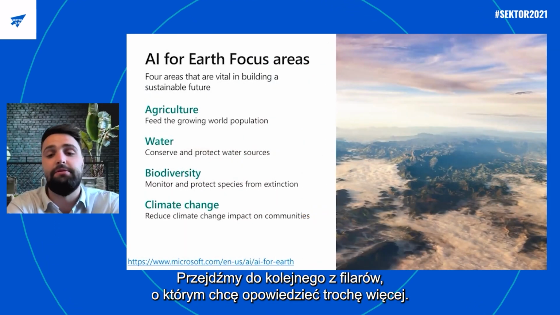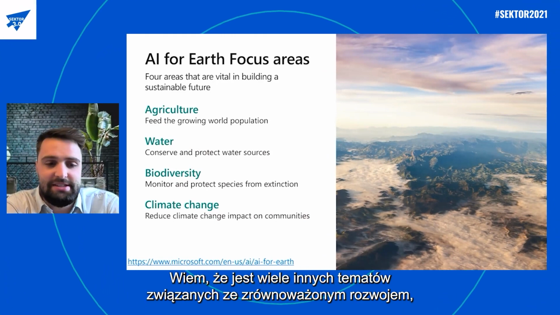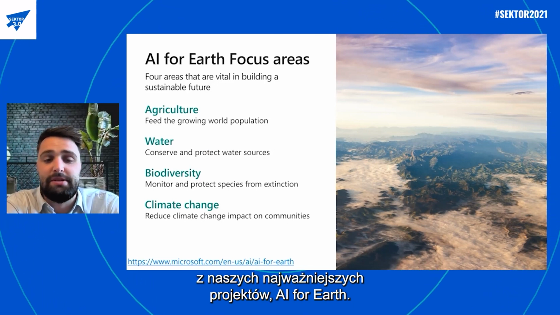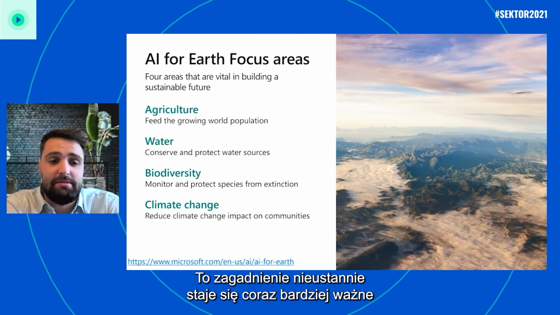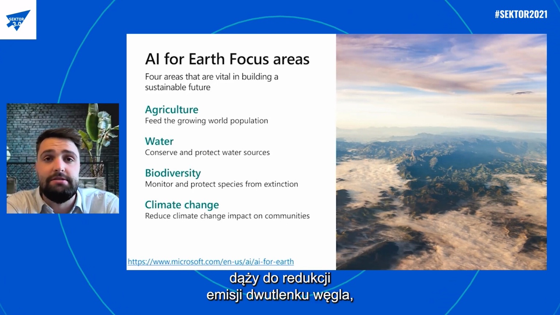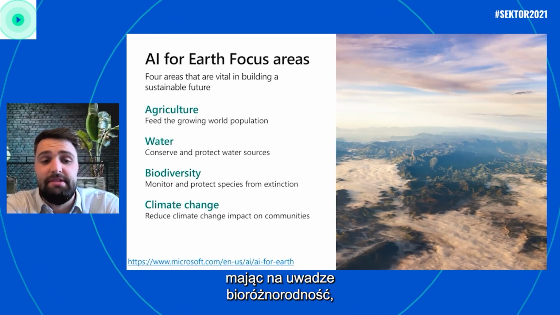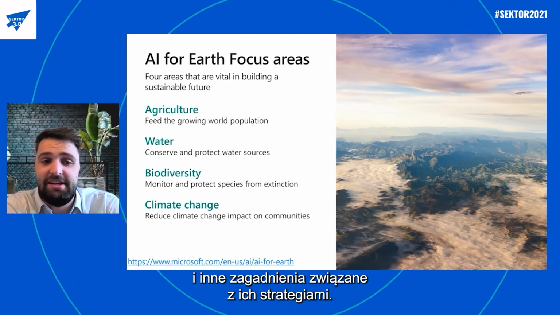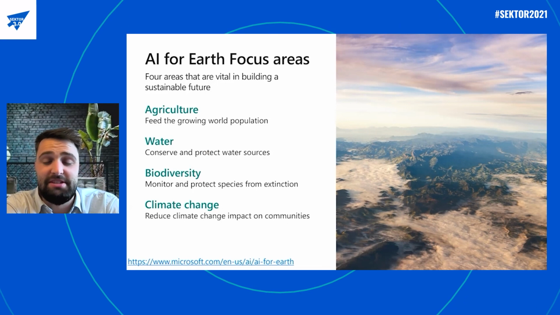So another one of the big ones, and this is one that I'll go into a little more. I know that there's a lot of other topics around sustainability, so I'll not be the one deep diving into this. But this is one of the really big ones that we have, the AI for Earth, and also something that is super present and will become more and more present as we see both Microsoft, but also lots of the other companies going into a carbon emission-free direction, having biodiversity, having water consumption, climate change, everything on their strategies. So the Earth and the sustainability topic is not one that will decrease. Opposite, it will increase through time.